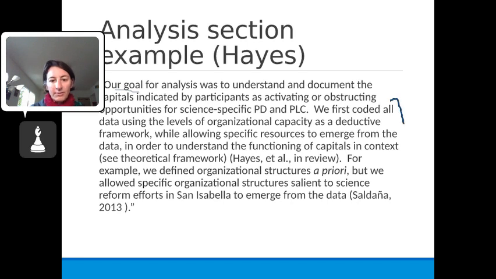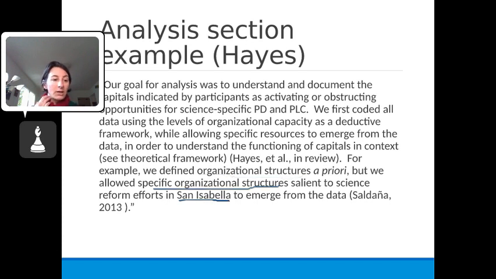So I say we first coded all of the data using a deductive framework, okay? And I had already introduced what that deductive framework is. But we allowed specific elements to emerge from the data in order to understand the functioning of the capitals in context. So I give a justification. I say, for example, we defined organizational structures a priori. So we come in with that as a deductive category, but we allowed specific organizational structures that are salient to science education reform efforts in this district to emerge from the data.